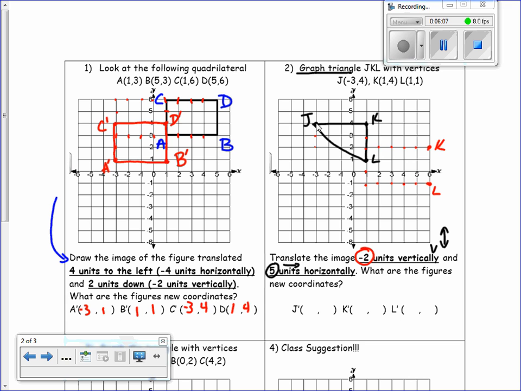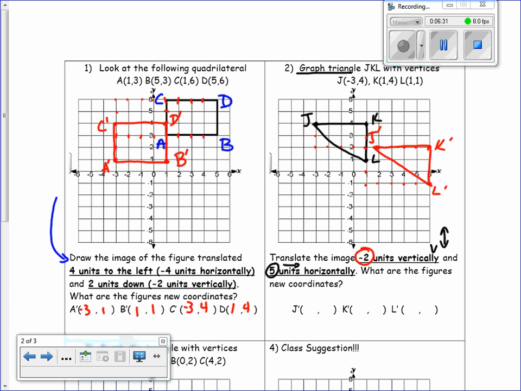J, down 2 over 1, 2, 3, 4, 5. There's my new J prime. I guess I need to label those primes, right? So here I have my new triangle, J prime, K prime, L prime. Okay, now there's another way that we can figure out what our new points are.